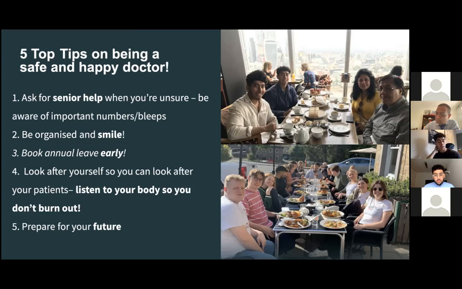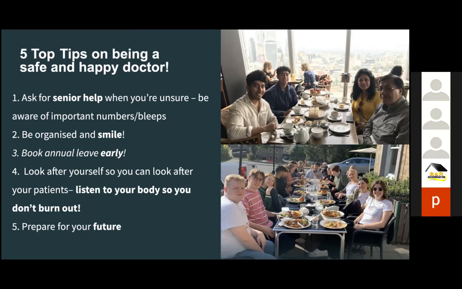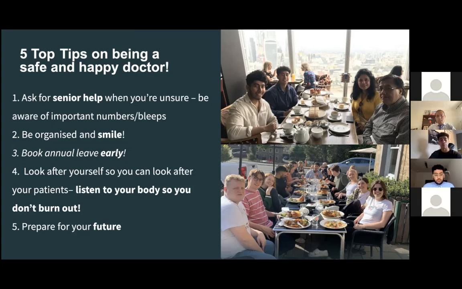And then finally, prepare for your future. This incorporates what I've said earlier. If you want to be a surgeon, or a physician, or any type of doctor, definitely start looking at areas you can do to improve your portfolio, because it is competitive, as you've probably heard already from medical school, and it just gets more and more competitive. Even people at registrar level trying to get further jobs are doing extra degrees. The more you have on your application, the better an applicant you're going to be, and the more likely you're going to get the area you want to work in and the job you want.